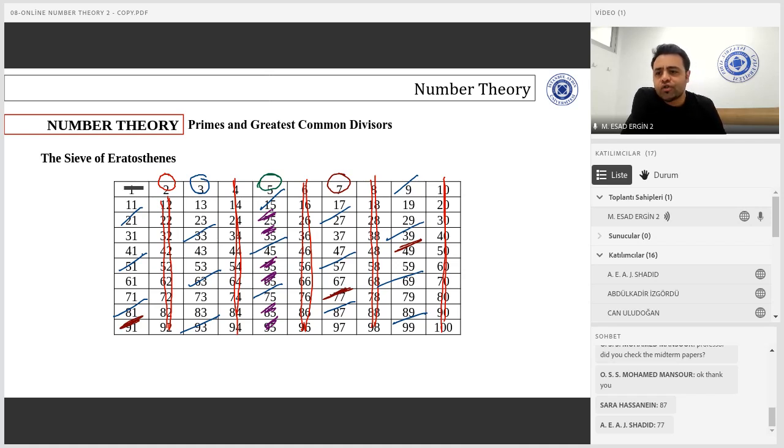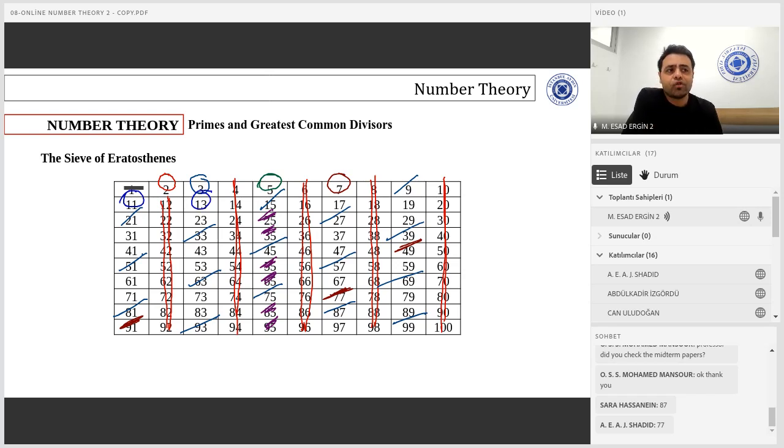Then he jumped to the next one, which is 11. I think there is none. I didn't see any, but if you see one, you can do it. But there is none, I guess. And then he jumped to 13, and it continues with the other ones. It doesn't matter. You can just finish this one.